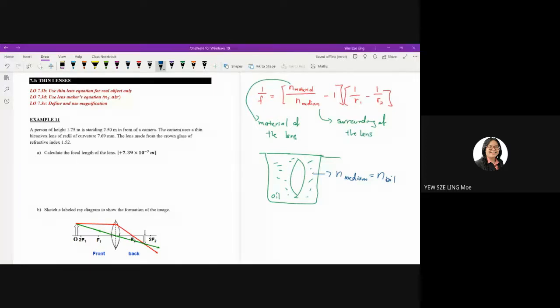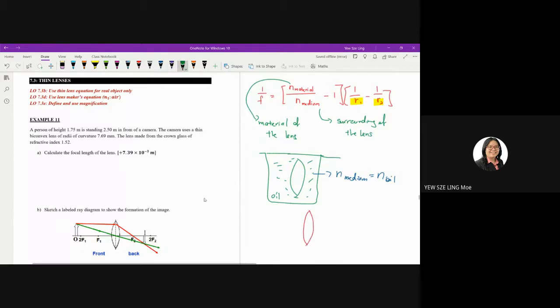So we have the lens maker equation. Usually we use it to determine the focal length of the lens, equal to N material over N medium minus 1, times 1 over R1 minus 1 over R2. What is R1 and what is R2? That is the important thing in this equation. So now let's assume we have the lens again.